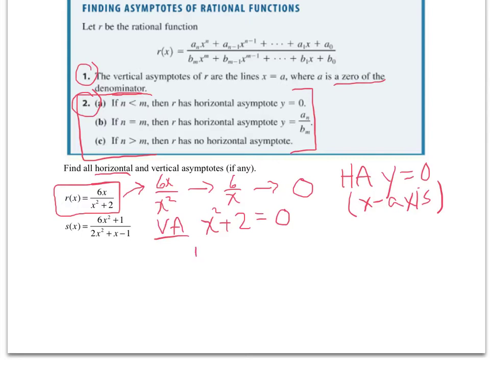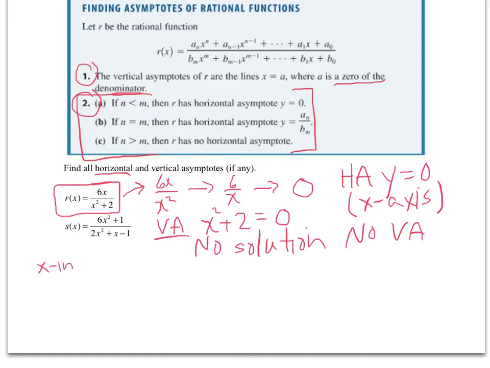Well, there are no real numbers that make that equal to 0. There's no solution to this in the real numbers, and so that means that there is no vertical asymptote. No vertical asymptote for this particular function. Now we turn to x-intercepts and y-intercepts.